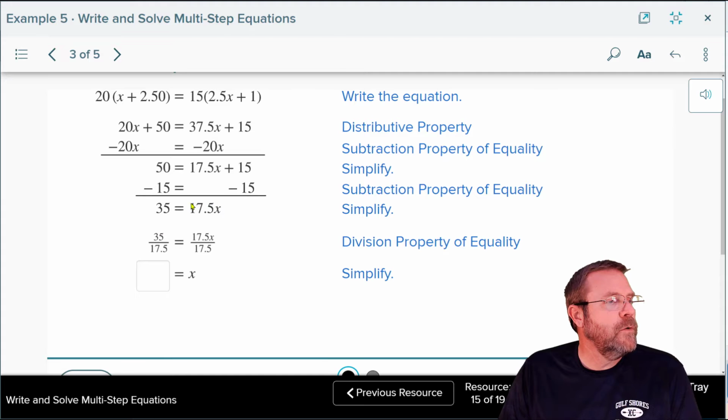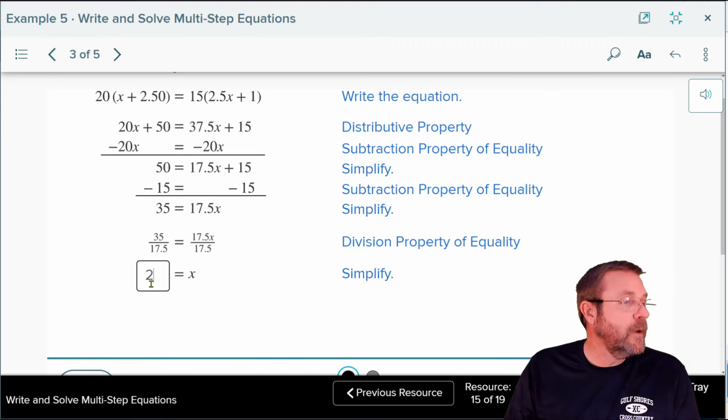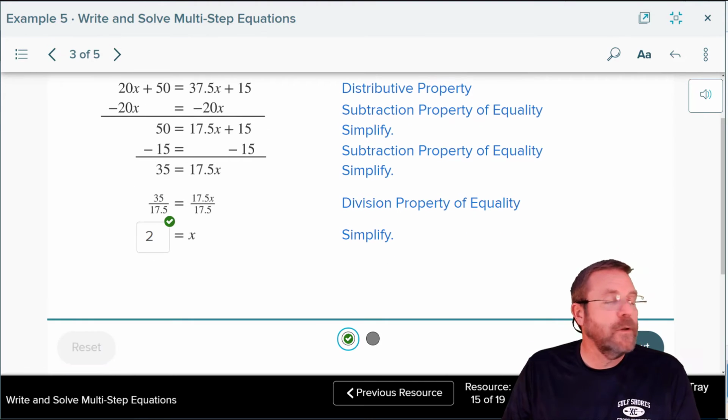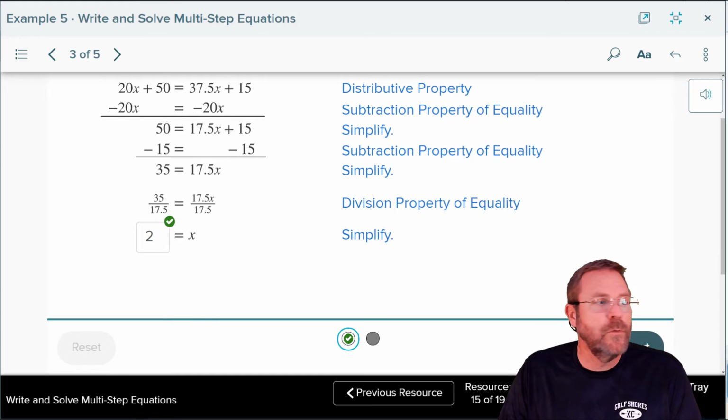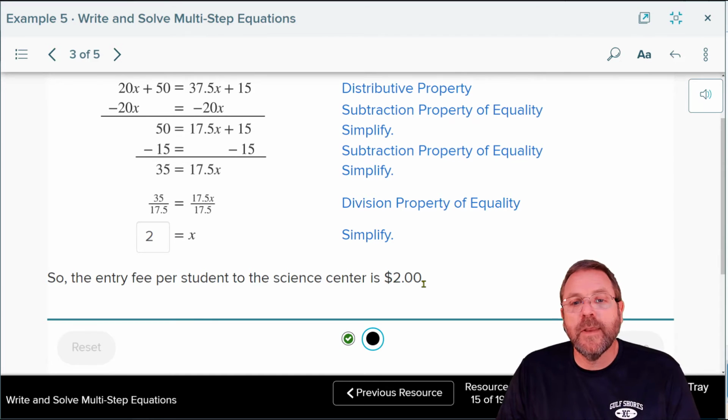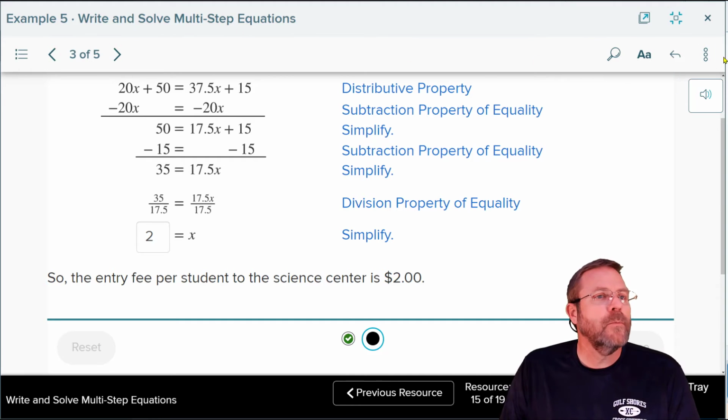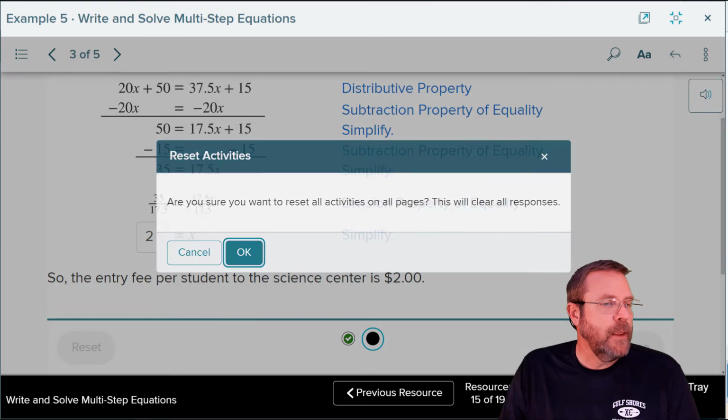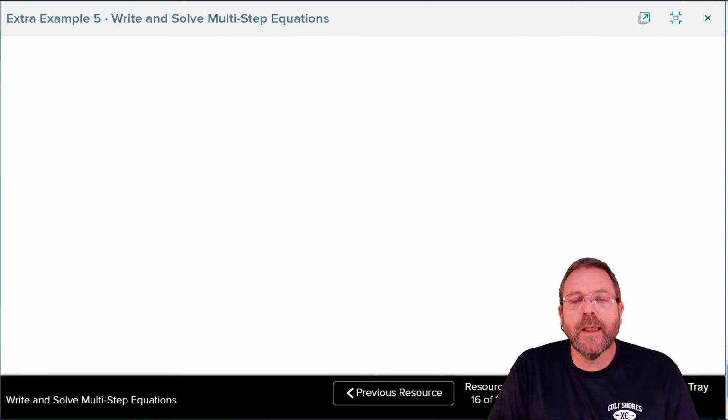Finally, you're going to undo multiplication and division, dividing by 17.5 on both sides. 17.5 divided by 17.5 is 1. 1 times x is x. 35 divided by 17.5, we can do that one in our head easy enough. That's going to end up being 2. So your final answer is that the entry fee for one student to go to the Science Center is going to cost them $2.